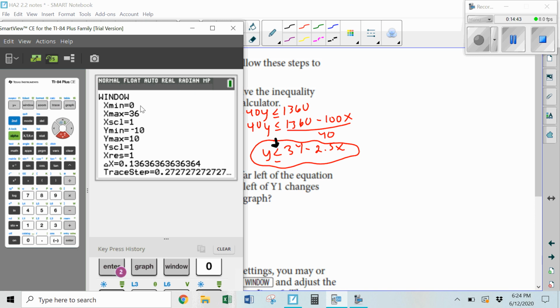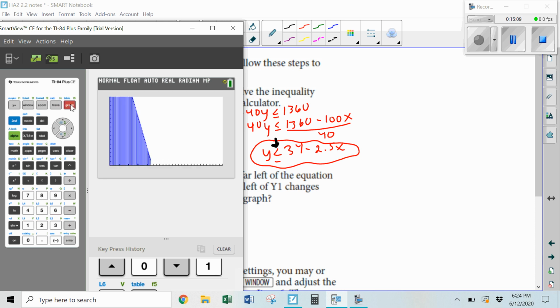And then for the Y minimum, this is your tickets. What's the lowest number of tickets? 0. Highest number of tickets was, I think, like 13.6. So let's just go up to like 16. Again, these aren't exact values. These are the window in which you want to see your graph. So if I can get 10 meals, I don't want to go just to 10. I like to see a little bit past that.